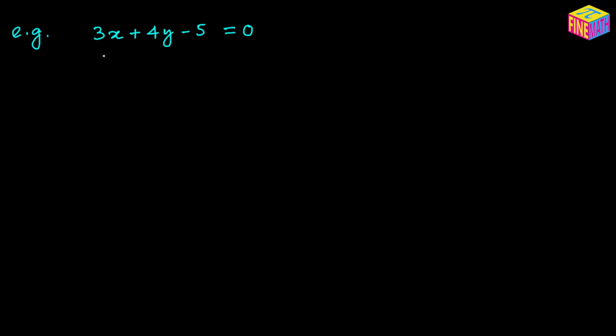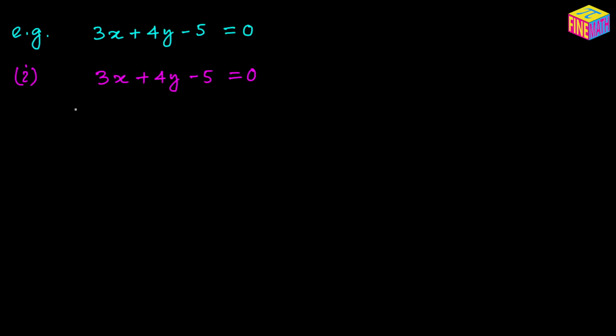So let's first try to convert it into the slope-intercept form. So our first attempt would be to convert it into y equals mx plus c form. So now let's first write it down. Our original equation is 3x plus 4y minus 5 is equal to 0.